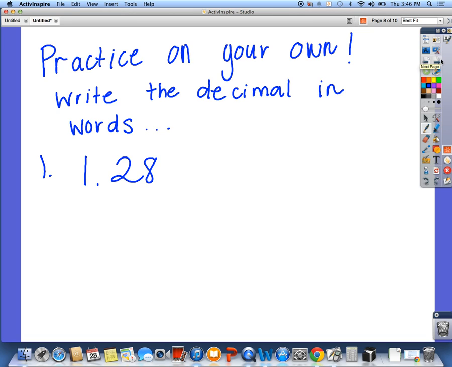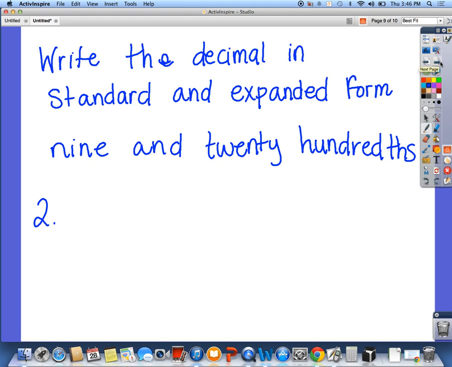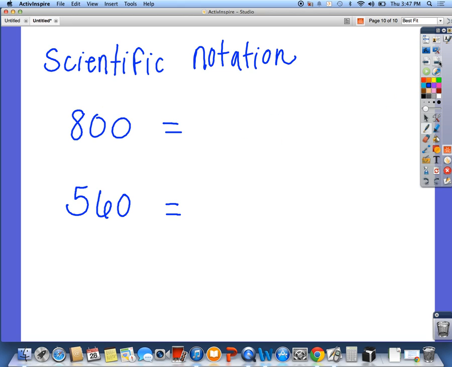On your own, I want you to write the decimal in words. Number 1, write this decimal in words. Again, you can review the notes that you've taken. And number 2, you're going to practice writing the decimal in standard and expanded form. And next, we're just going to practice a little bit with scientific notation.